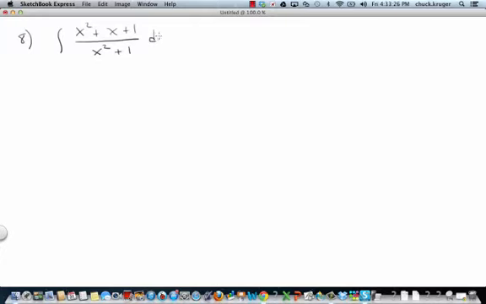And so when you see this, you're going to see this in your book. I think it has a 2x squared something. You're going to want to do long division. So my divisor is x squared plus 1. And I'm going to divide it into x squared plus x plus 1.